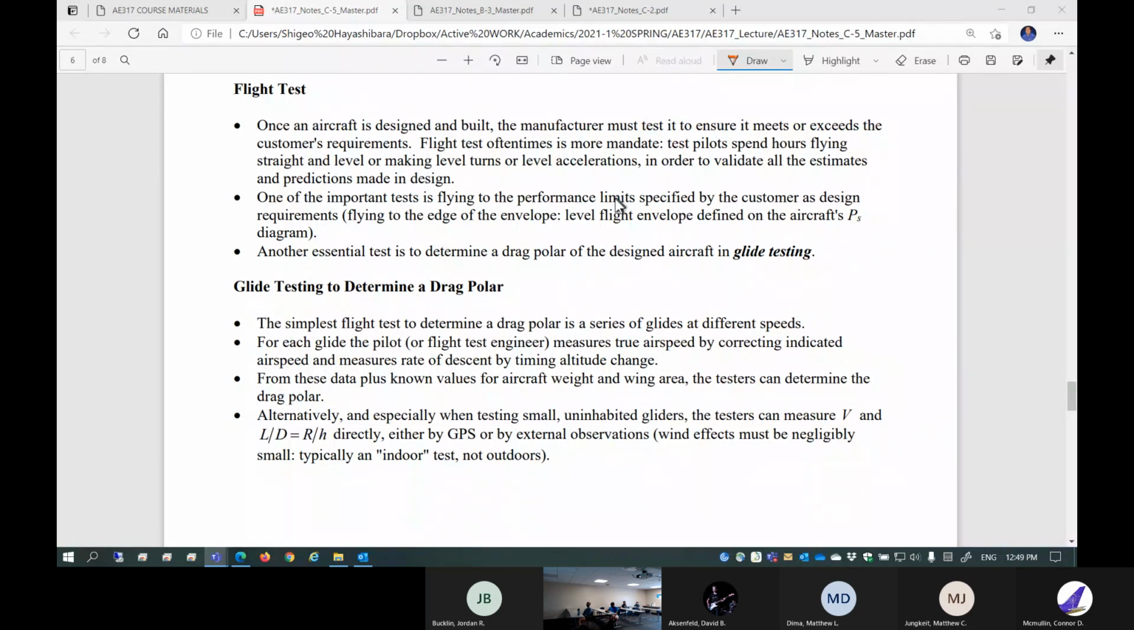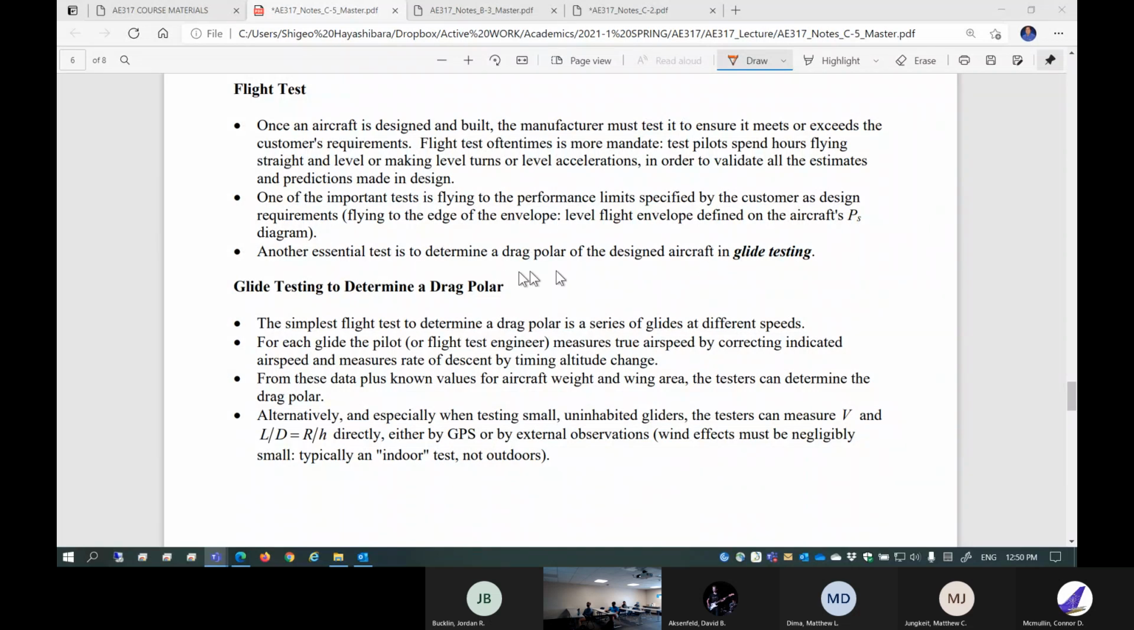Now, one of the important tests is flying the performance limits specified by the customer. That means what is the maximum speed, maximum climb, and other things. But that's kind of a one-time deal, okay? Flying to the edge of the envelope, this actually happens, okay? But this is quite risky, so they're not going to do it on day one. They test it at the very end, after developing lots of flight tests and then bug fixes, so that now it's safe to push all the way to the envelope limit. That is not going to happen easily, okay?